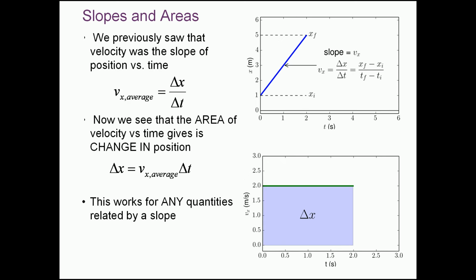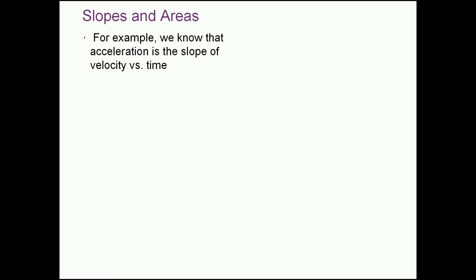This turns out to work for any quantities related by a slope. Right, so I can go back and forth. Since I know velocity is the slope of the position versus time plot, I can find the change in position by looking at the area of the velocity versus time plot.